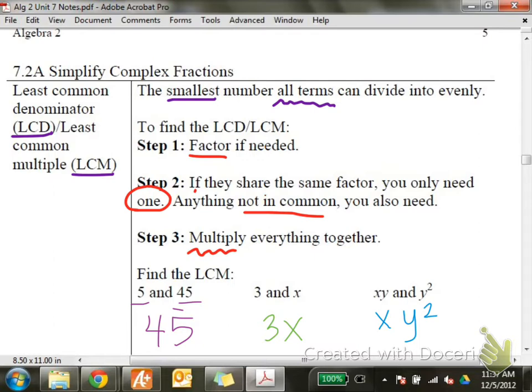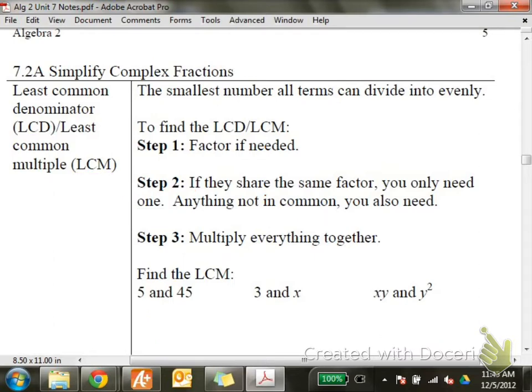Okay? All right, so we are going to use the LCM to take everything a little bit further. I'm going to erase that really quick so that I can scroll down. So we're going to use this to simplify complex fractions.